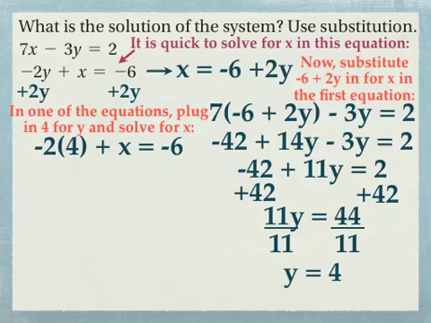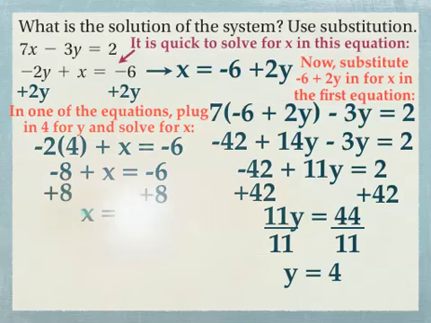So I have negative 2 times 4 plus x equals negative 6. Negative 2 times 4 is negative 8, plus x equals negative 6. Now to get x by itself, I need to add 8 to both sides. And when I do that, I get x equals 2. I have an x value of 2. I have a y value of 4. I can combine those to make an ordered pair, 2, 4.